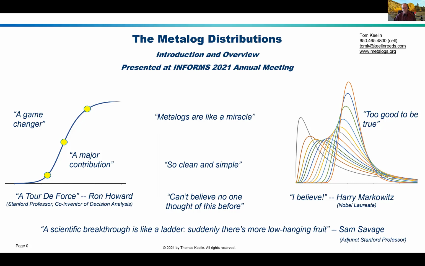The Metalogs were developed for a very practical purpose. That is, to have a set of continuous probability distributions that are more flexible and much easier to use than the totality of the previously defined classical distributions. You can see here lots of thoughtful people are saying good things about the Metalogs, but let's get on and see what we can use them for and what some of their limitations are.